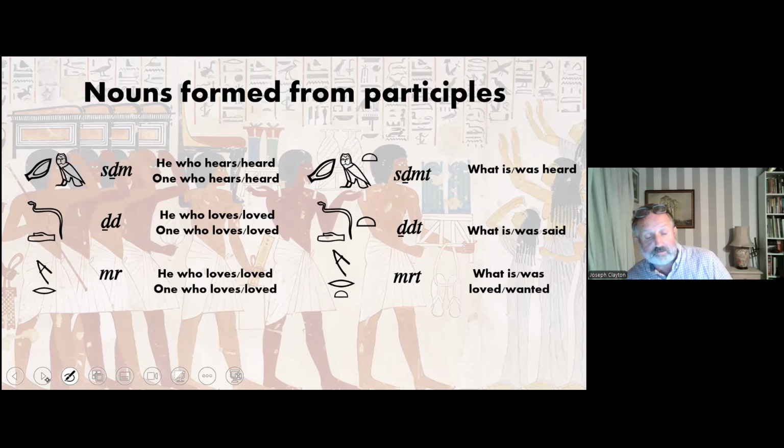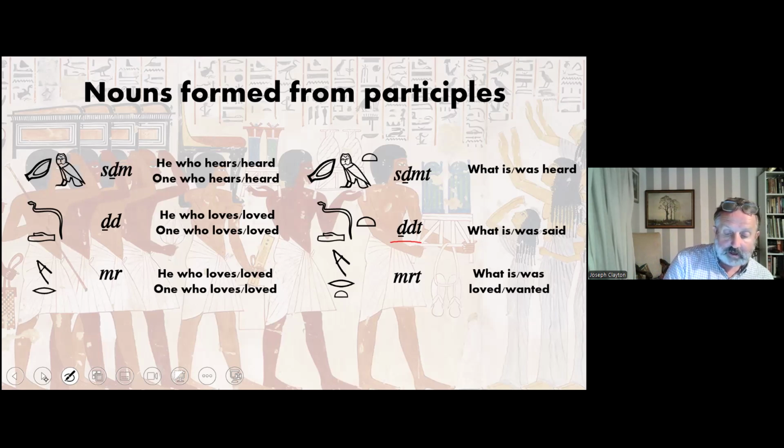He who loves, jedet, what is said, what was wanted. Mer, he who loves, one who loves. The way to spot these is they usually have something like a preposition before them, on account of the one who heard, or on account of what was said. Again, you can't tell the difference between the active and passive in the strong verbs, so it could be what is said or what was said, or it could be anyway.